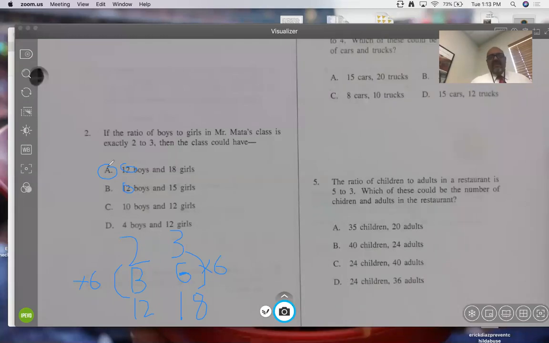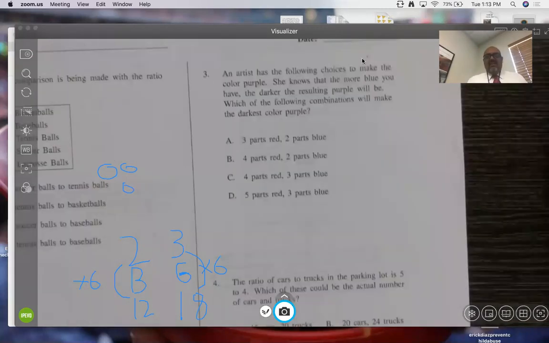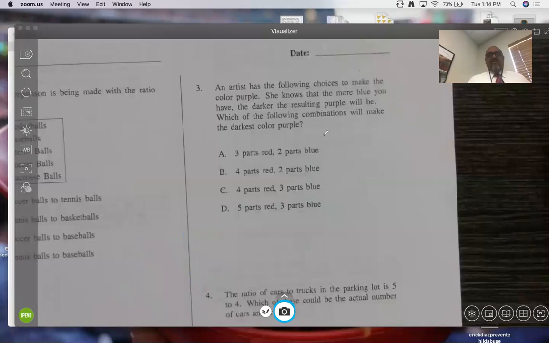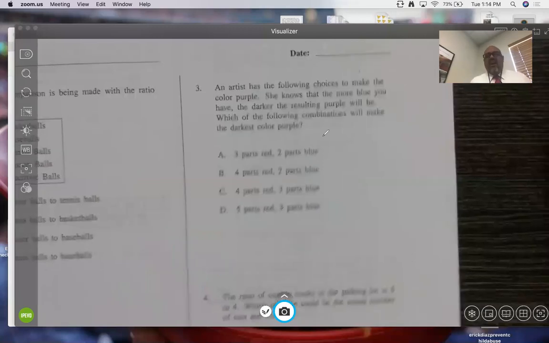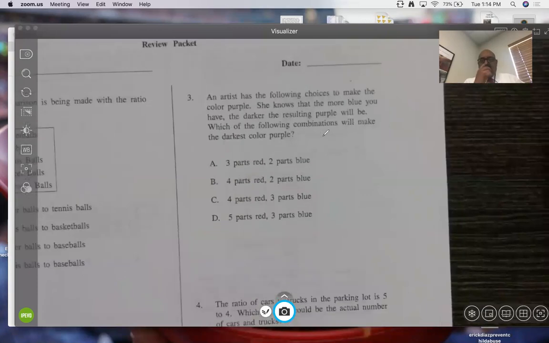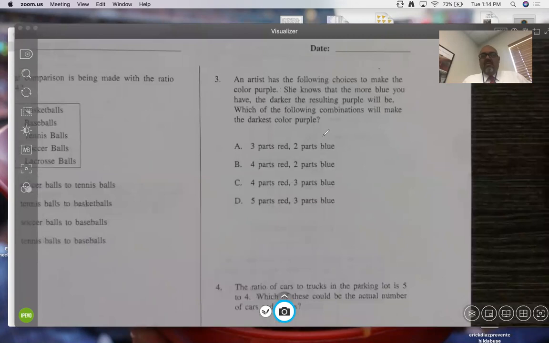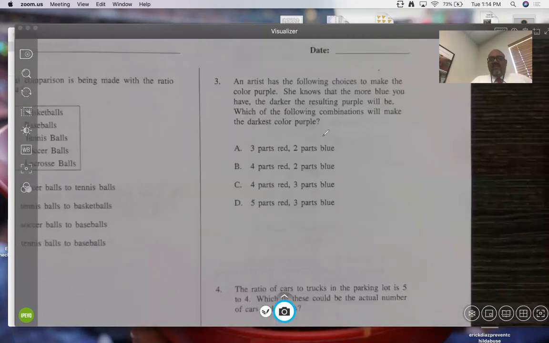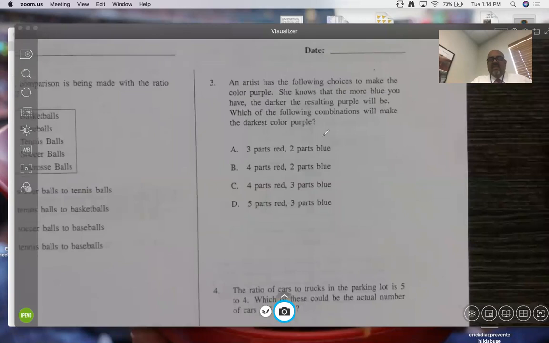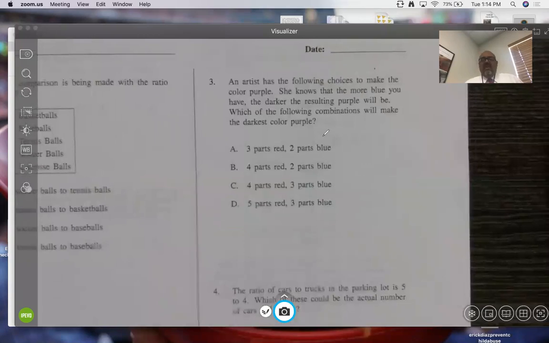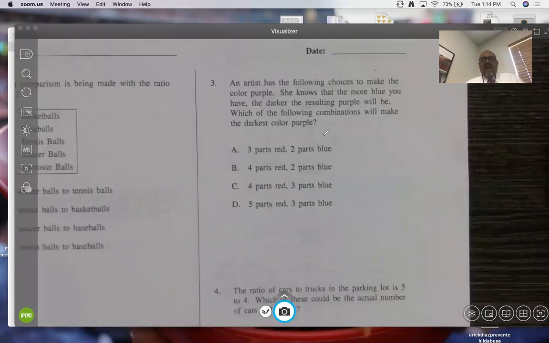Okay, nice job. Let's keep on trudging along here. Let's clear that out. We'll get better and better at doing this. An artist has the following choices to make the color purple. She knows that the more blue you have, the darker the resulting purple will be. Which of these following combinations will make the darkest color purple? Once again, we know our ratio here. We have a couple different ratios, and really what it's saying is the more blue you have, the darker the color will be. So let's go ahead and tackle this one.